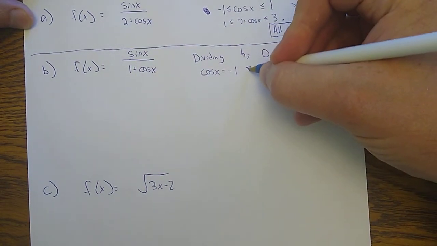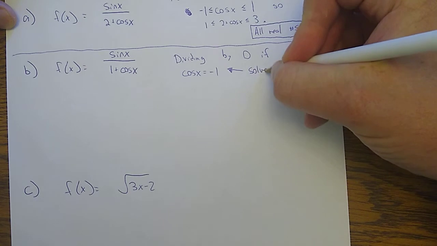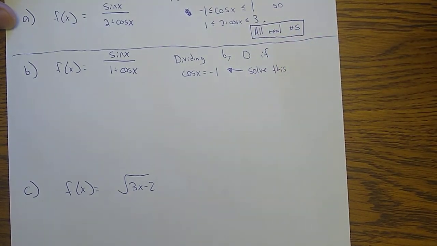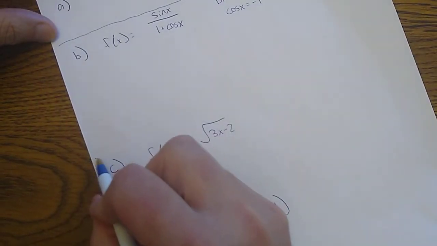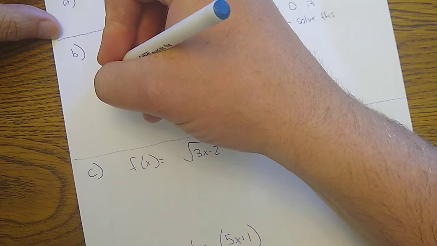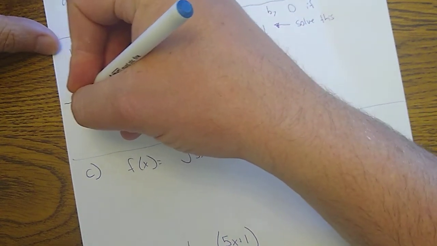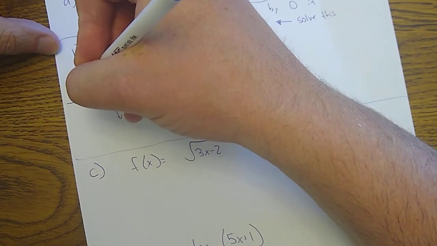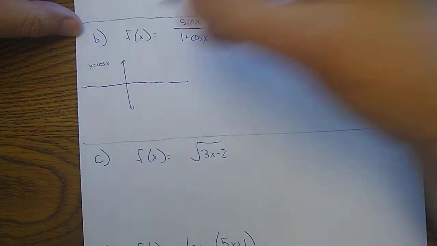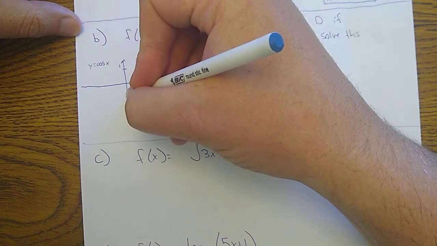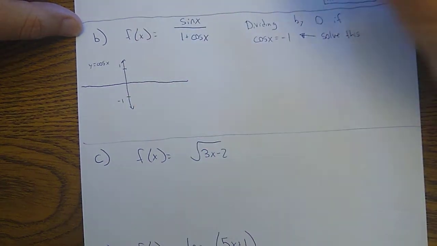Now we just have to solve this equation, cosine x equals -1. So it helps here if you have a little knowledge of the cosine function. Let me draw a rough graph of this. Right. So here's 1, here's -1.